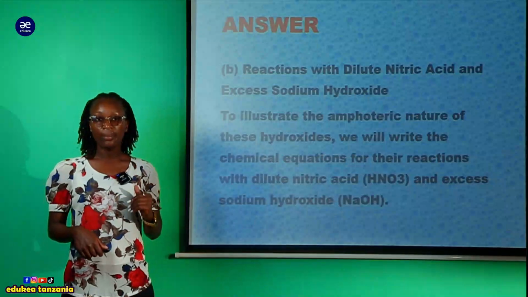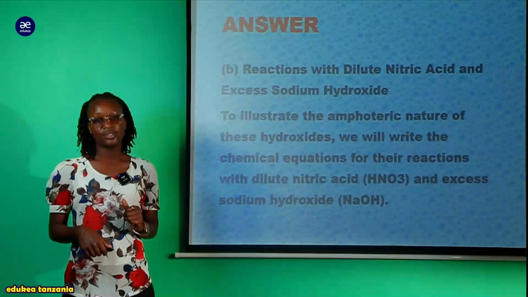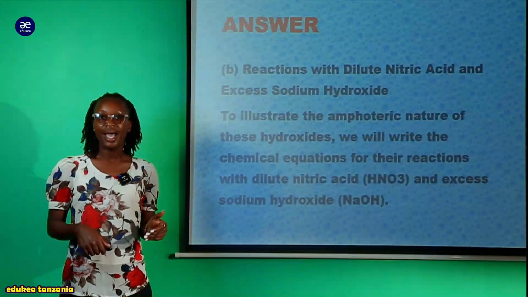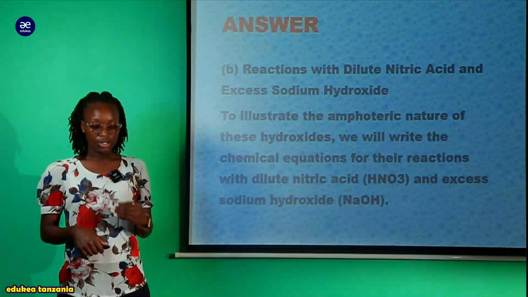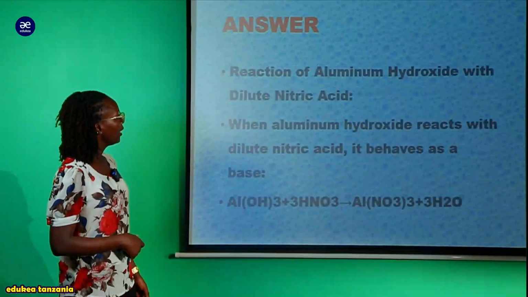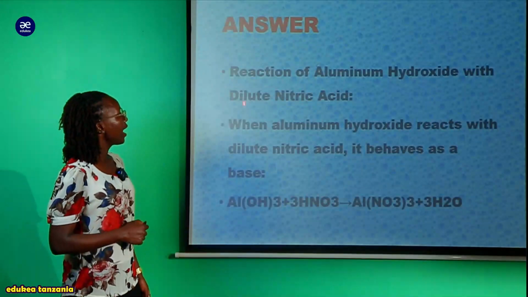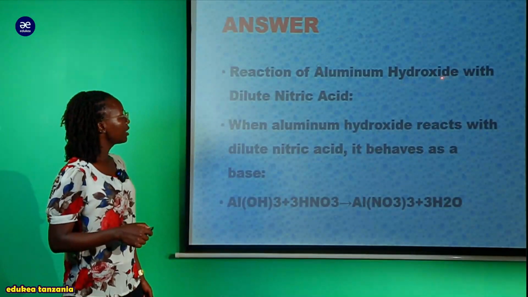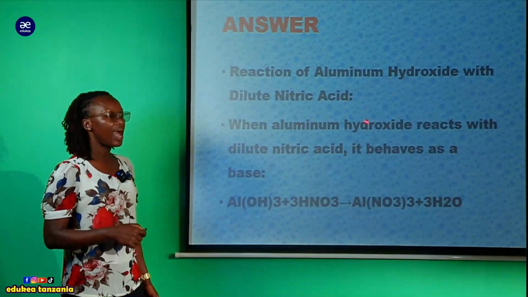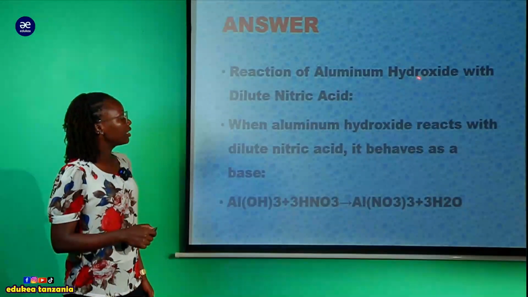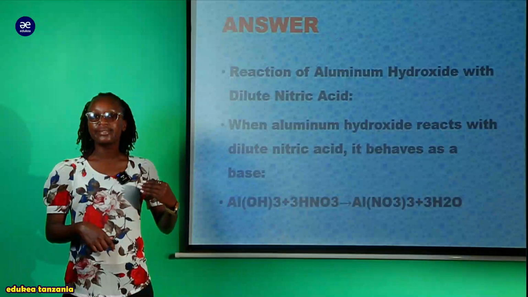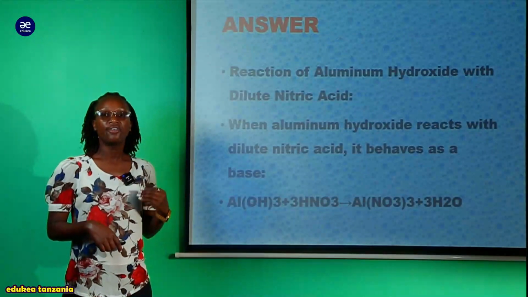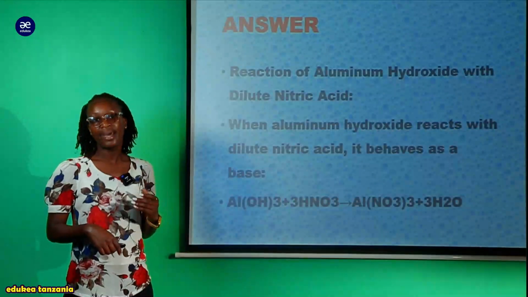Kwa hiyo compound element moja itareact 2 times. Tutareactisha na nitric acid, at the same time tutareactisha na excess sodium hydroxide solution. Okay, simply let us start with the reaction of aluminium hydroxide with the dilute nitric acid. Aluminium hydroxide with the dilute nitric acid. Kumbuka hizi ushazi mention as a part of the amphoteric hydroxide. Kwa hiyo tunatembea nazo.